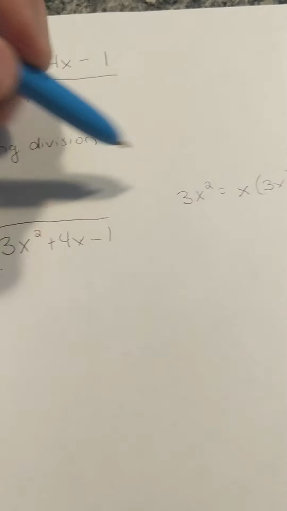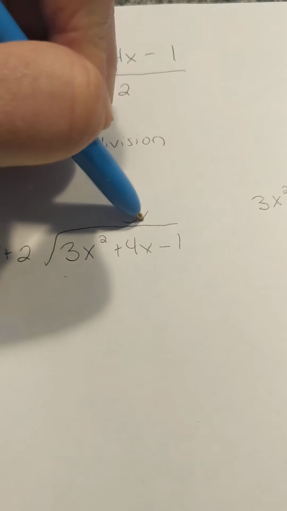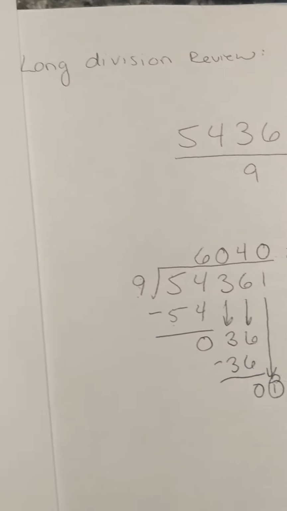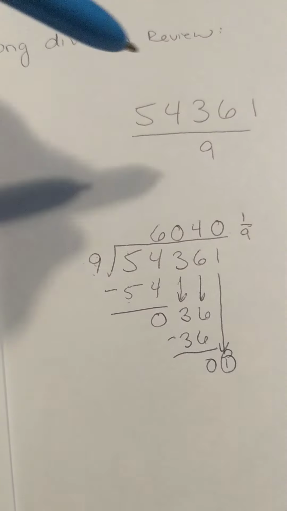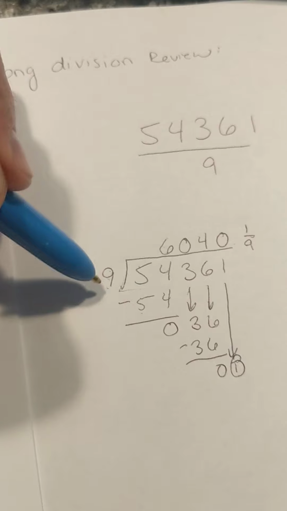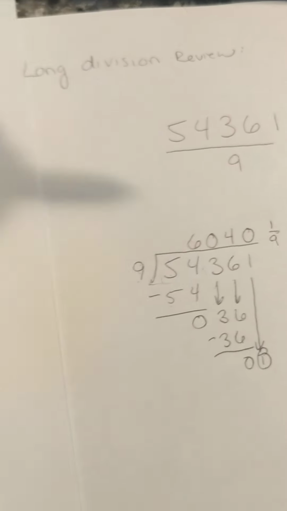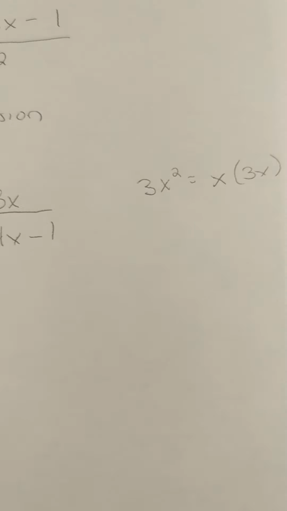So I am going to write the 3x, and I'm going to write it above the second term. Over here, I wrote the 6 above the second digit, because it shows that I was using 54, not 5, not 4, not 543, but 54. Here, I'm using 3x squared minus 4x.